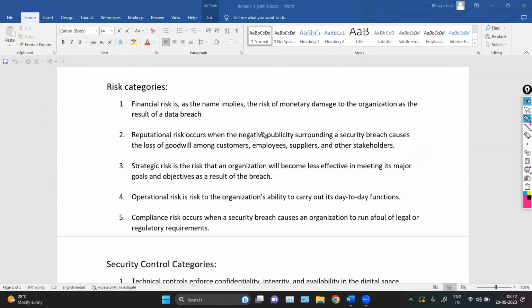And then we have compliance risk, which occurs when a security breach causes an organization to fail to meet legal or regulatory requirements. In compliance risk, we are going against the law or standard, or the company is not able to ensure the law. For example, let's take the example of Amazon again. See, if there's a data breach in the Amazon company, I think you have heard of this standard.